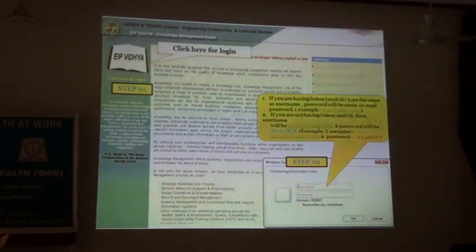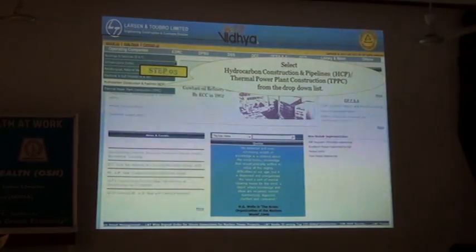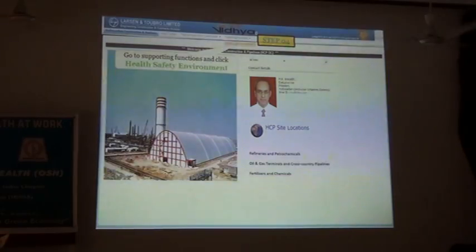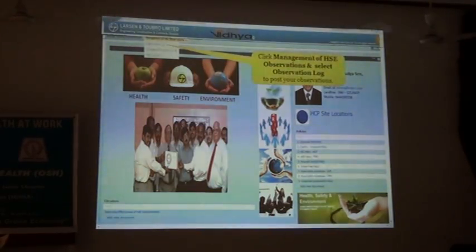the safety man who identifies those details goes to the company system, and he identifies the business unit, because I am from hydrocarbon construction and pipelines, so I am just giving a screenshot of that. And he goes there and he enters the details through that. There is an observation log, as you can see here.